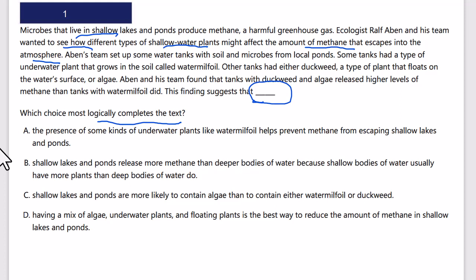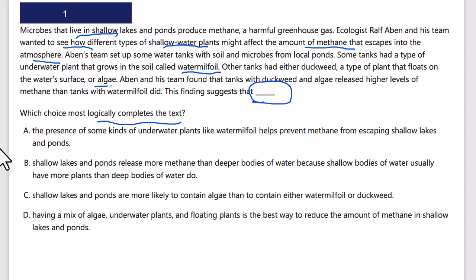Aben's team set up some water tanks with soil and microbes from local ponds. Some tanks had a type of underwater plant that grows in the soil called water milfoil. I know water milfoil. If you've ever been up to Lake George in upstate New York, that's a big problem, the growth of milfoil in the very clean, clear, once drinkable water. Other tanks had either duckweed, a type of plant that floats on the water's surface, or algae.